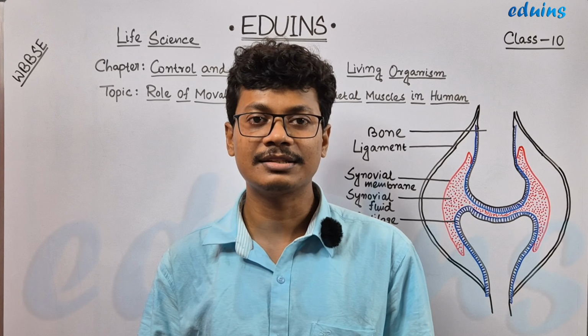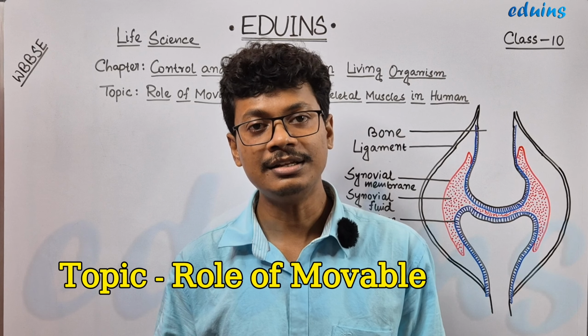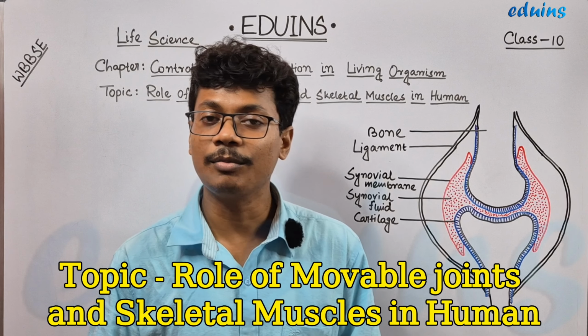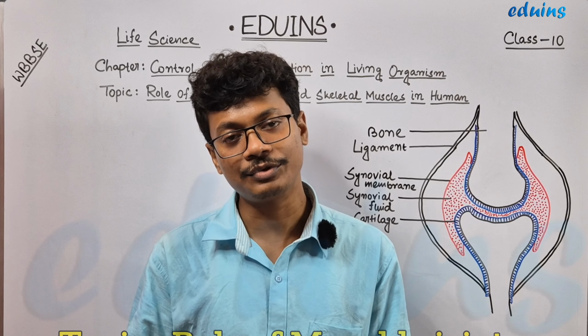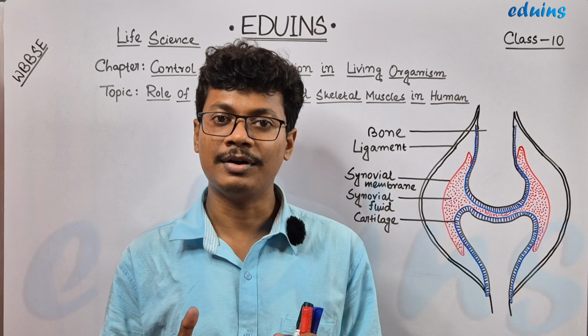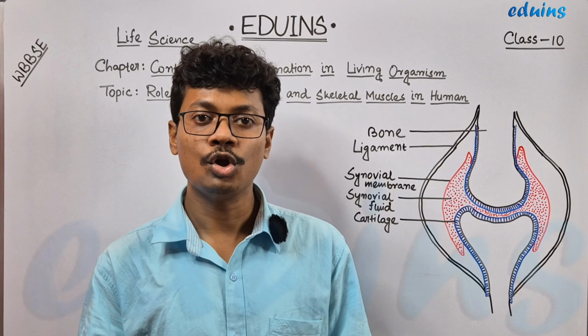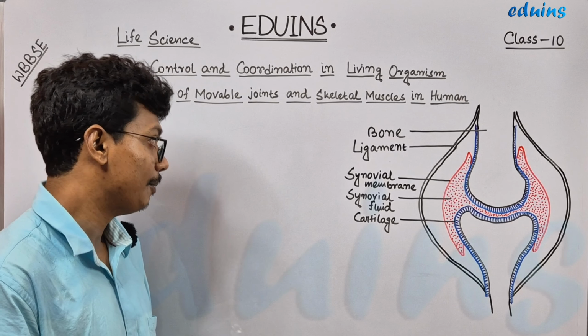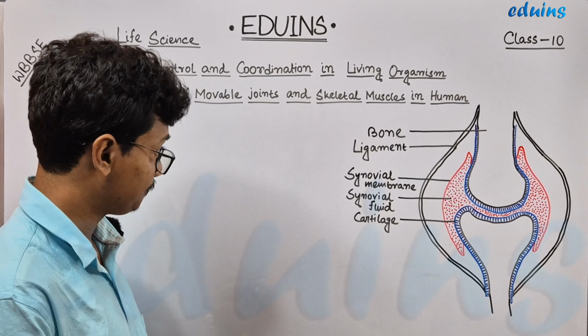Today we will discuss locomotion in humans. So what parts of the human body help in locomotion? Of course we know our legs, that is hind limbs, and also our forelimbs help in locomotion. How? By balancing our body.